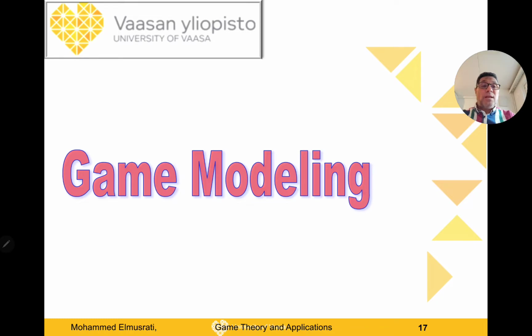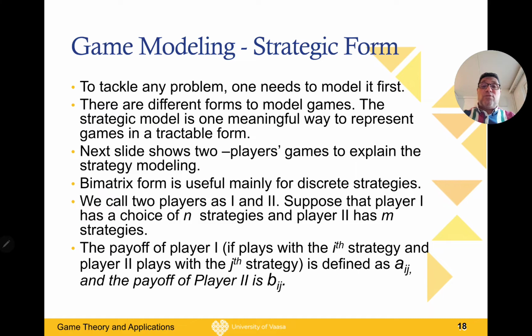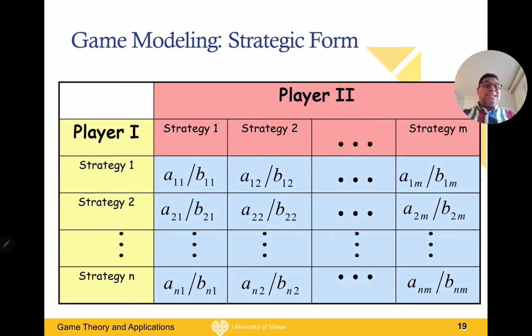Okay, game modeling. For anything that we want to solve or to handle, the first thing that we need to do is to model it. So modeling is very, very important. Now we have different kinds of models in games. One model is called the strategic form. What is the strategic form of games? Let us take a bimatrix, with only 2 players. Of course, this could be extended to any number of players, but we will take only two players, player 1 and player 2, as you can see here.